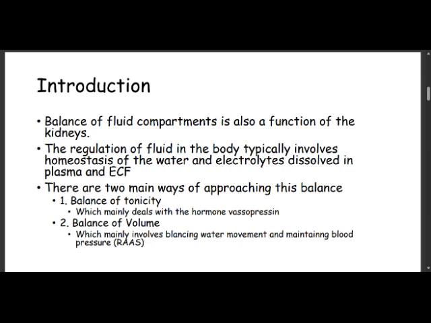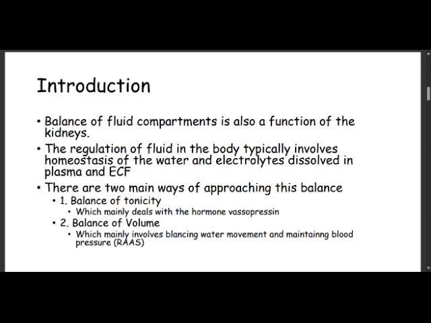For that, you're going to use another system that deals directly with these fluid compartments. But for balance of tonicity, what we're basically dealing with is the hormone known as vasopressin, or antidiuretic hormone. That's the one that senses tonicity changes. There are receptors responsible for sensing the change in tonicity, and they send nerve impulses to the brain to release the hormone vasopressin from the posterior pituitary gland.